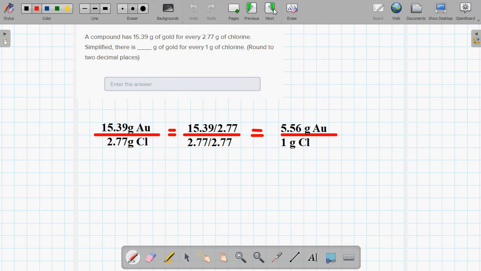All right. So in this one, you have to use your mass ratios. So the first thing you're going to do is set up the ratio of 15.39 grams of gold for every 2.77 grams of chlorine. All right. So I've lost my cursor. There it is. So that's this right here. Okay. And then we're going to set up one for this. Now we don't know how many grams of gold, and that's what we're looking for. But once we simplify it, we'll know what goes there. So we divide top and bottom by 2.77 because we want that to be 1. So we're going to make that 1, and then that also simplifies this. And so the answer is 5.56 grams. So it's just setting up a ratio and then simplifying it. Okay.